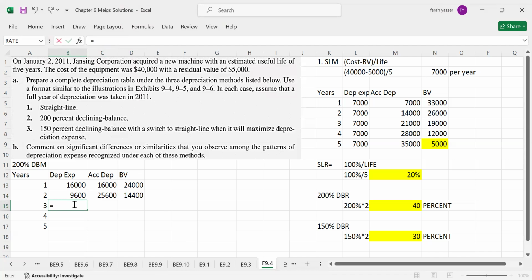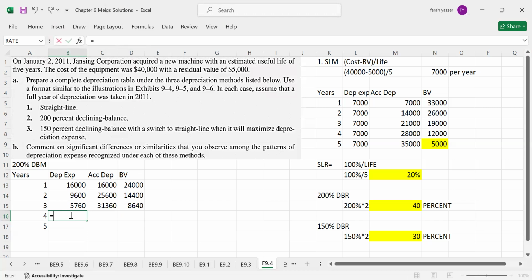At the start of the third year, the book value is 14,400, multiplied by the rate of depreciation, which is 40%. So this is the depreciation expense for the third year, and accumulated is 25,600 plus current year depreciation, which is 5,760. The book value is cost minus this accumulated, which is 8,640. So this is the book value at the end of the third year or at the start of the fourth year.